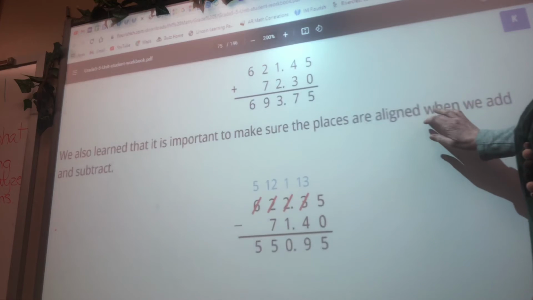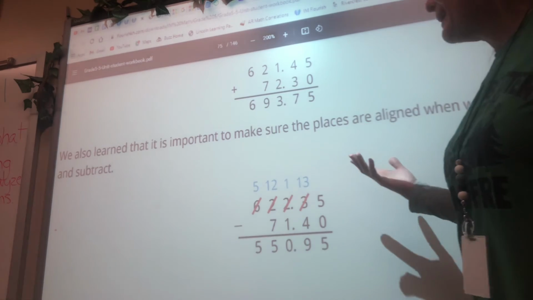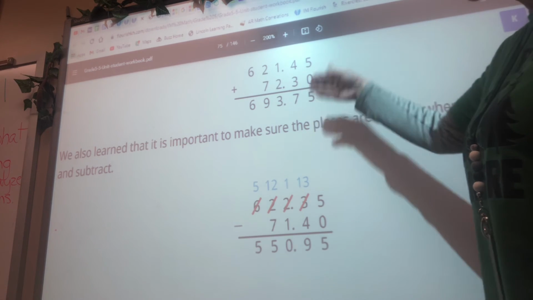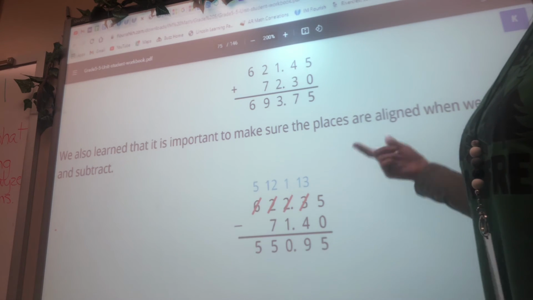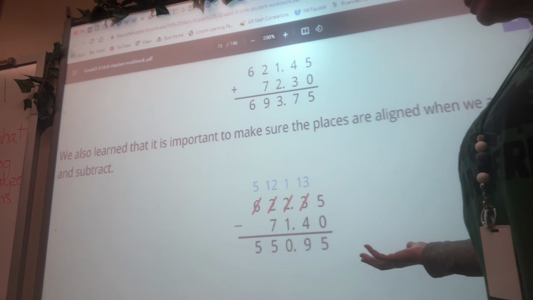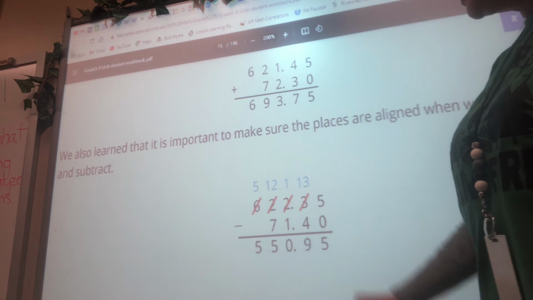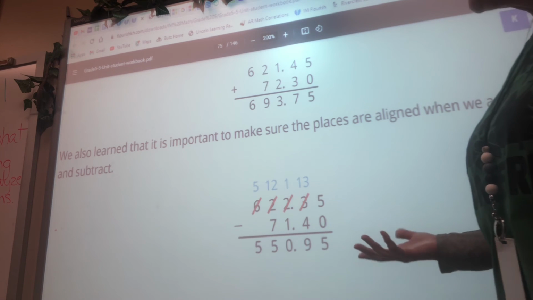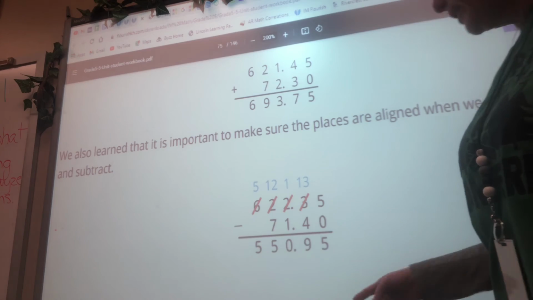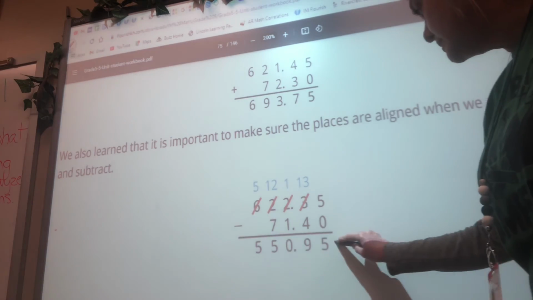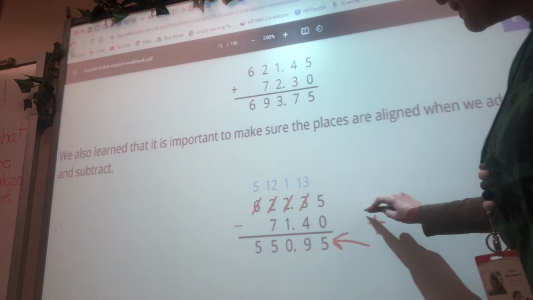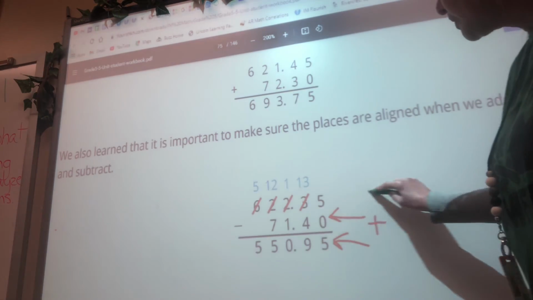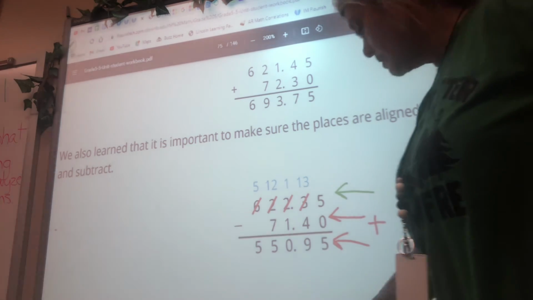Okay, and then the summary for this unit. If we're adding, we stack, line up the decimals, and just add as usual. And then if we're subtracting, same thing. We line up evenly with the decimal and just subtract as always. And we know that we can check our answer if we add the difference back to what we took away, we should get our top number.